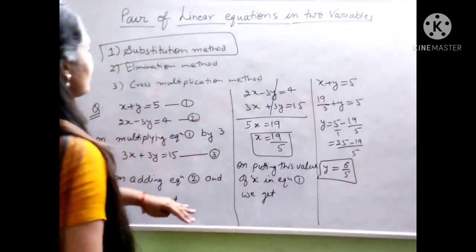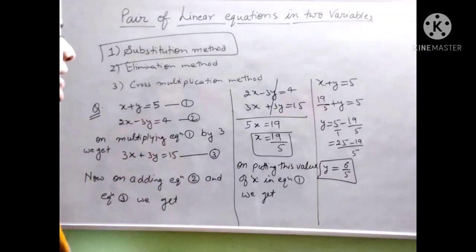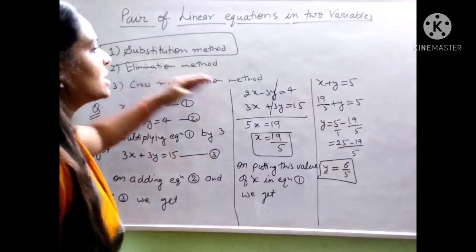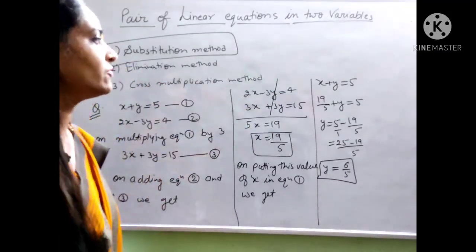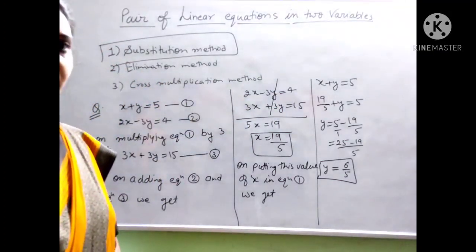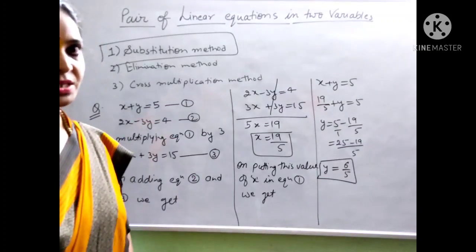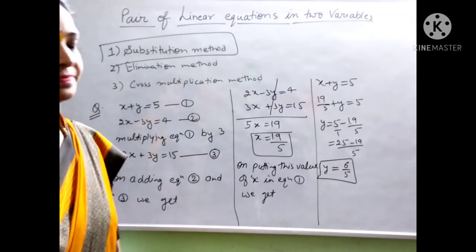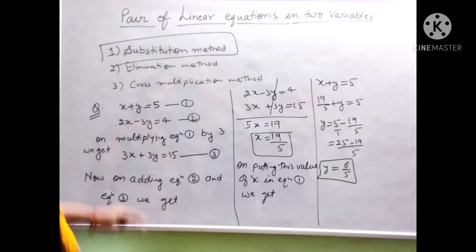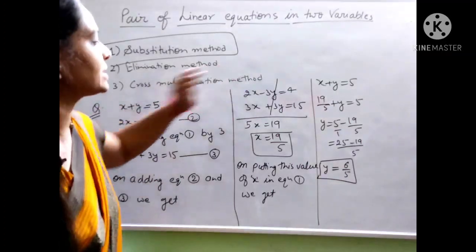So in this way we get the value of x and y, and this way is called the elimination method because we eliminate one variable here. I think everyone got the method of elimination. Now let's go to the cross multiplication method.